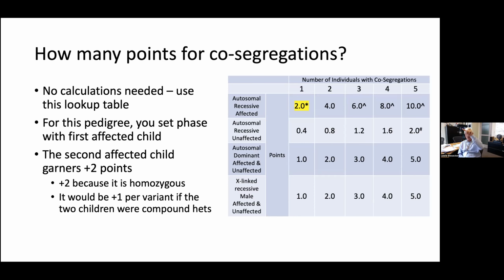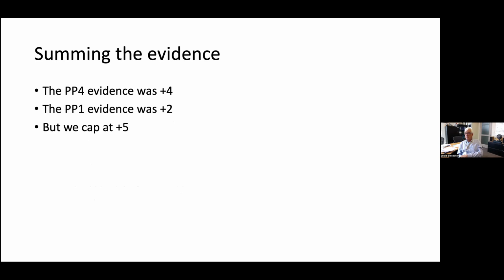Because you have to get the correct meiosis from the mom and the correct meiosis from the dad, meiotic segregation, to give the kid that allele. And so there's 2 in a homozygote, there's 1 for each in a compound het, right? So that's simple, just divide them in 2. All right, so then you just sum the evidence. Our PP4 evidence was 4. Because it's a homozygote, the co-segregation evidence is +2, which would be 6. But again, as we said, we cap it at 5.